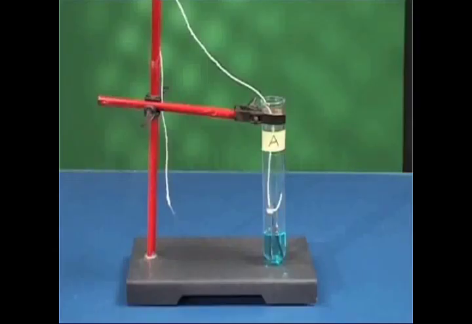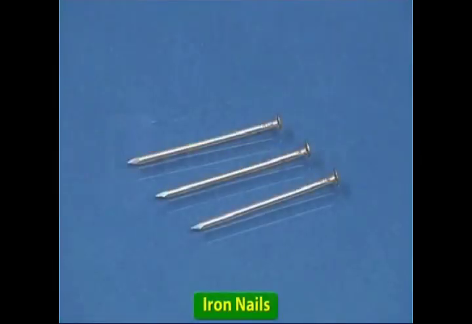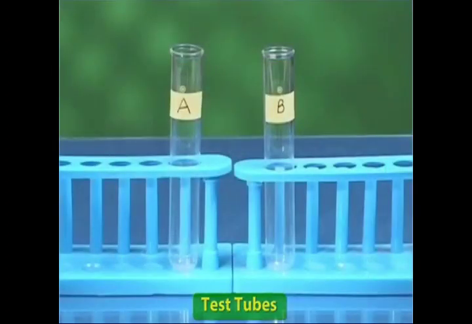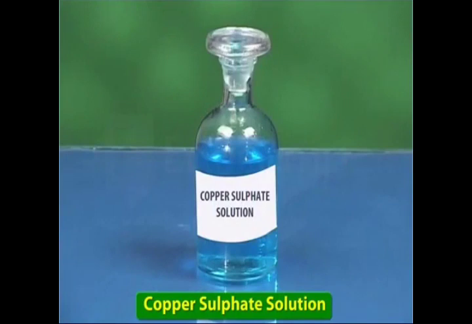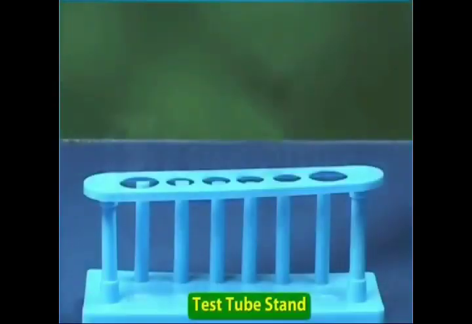When an iron object is kept in copper sulfate solution, the color of the object and the copper sulfate solution changes. Let us perform an activity to find out the details of this color change. For this activity, you will require iron nails, sandpaper, test tubes, copper sulfate solution, thread, clamp stand, and test tube stand.